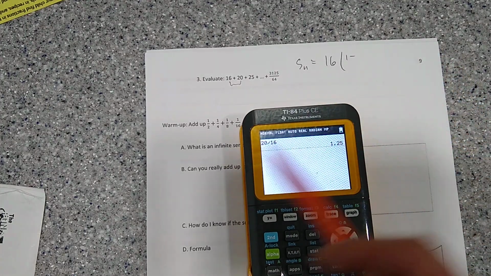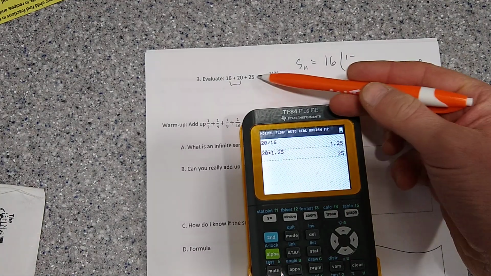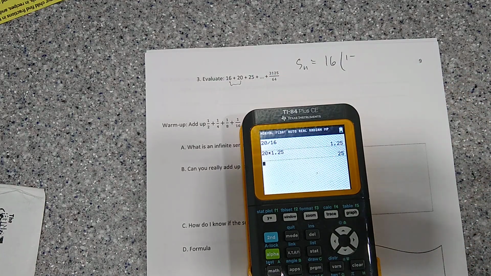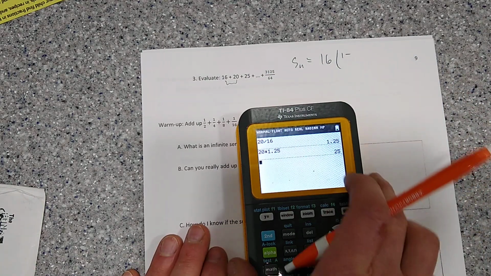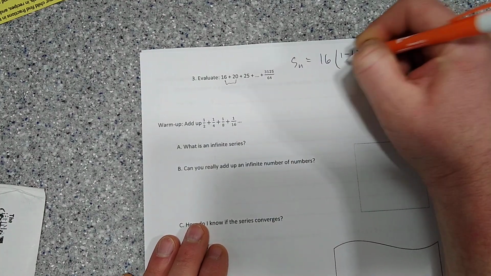Well, let's make sure that that multiplier actually works. We'll go 20, and I'll use that multiplier, times 1.25. Hey, look at that, I got the next one. And we could continue finding more terms just by multiplying by 1.25. So I got 1 minus 1.25.